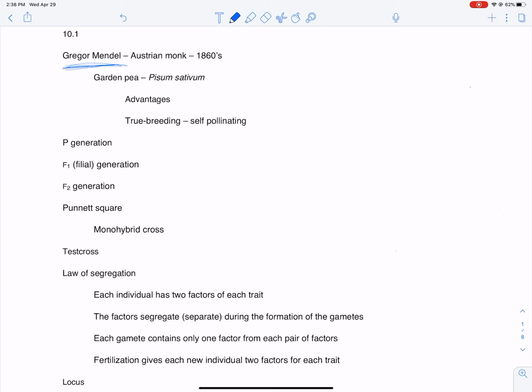He was an Austrian monk in the 1860s. He experimented using garden pea plants. There were a lot of advantages to using these because you can have thousands of them in a little small area. They have distinct traits that he looked at: tall or short, round and wrinkled on the seed shape, seed color, yellow, green, et cetera. They are very cheap. The turnover time for reproduction from one generation to the next is fairly quick. So all these were advantages to use a pea plant.